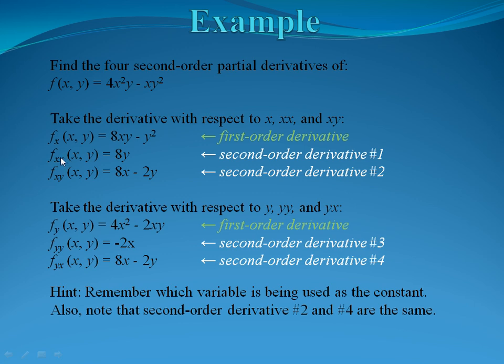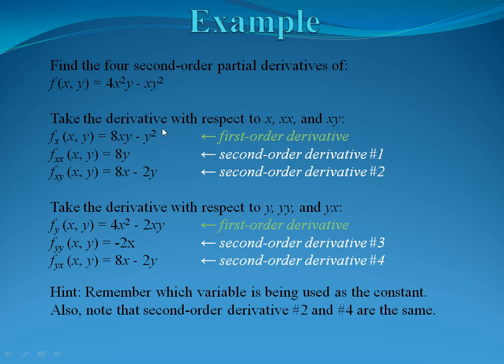So again, we go back to our first derivative and we say, okay, x is our variable, y is our constant. Because again, for the second derivative, x is still our variable. So here in the first term, we have 8 and a y as our constants. So we have a constant times x, so the derivative is just that constant, which is 8y.